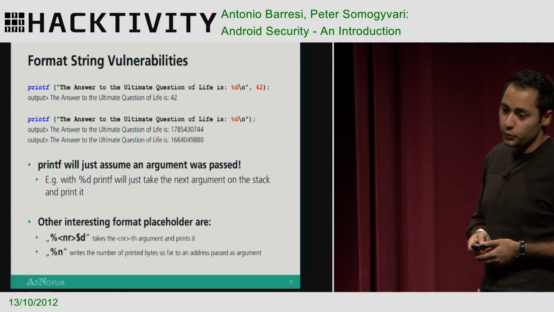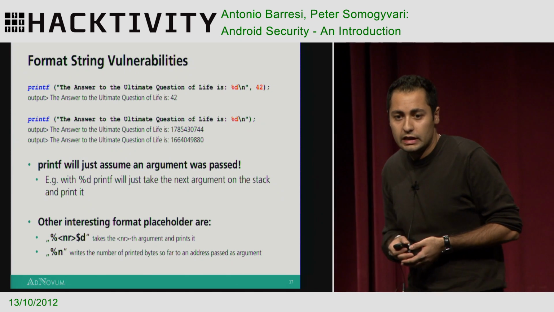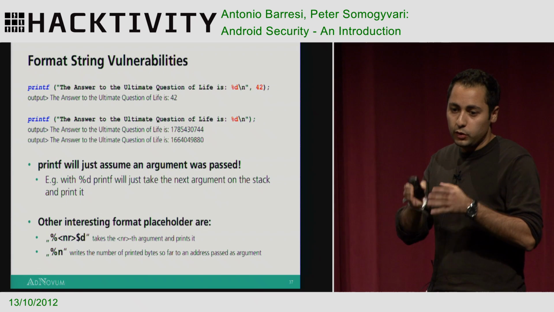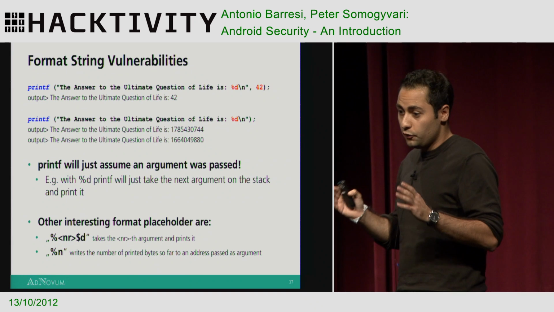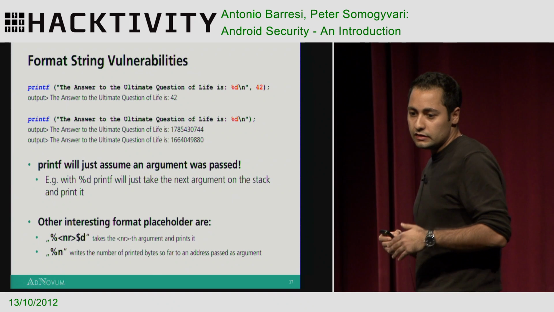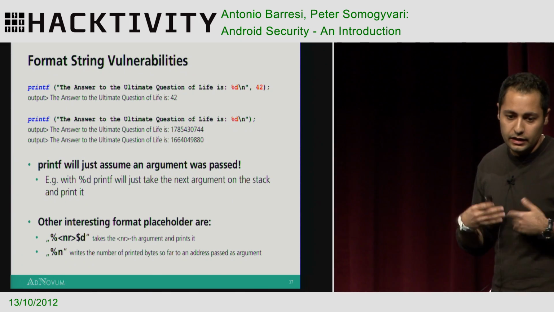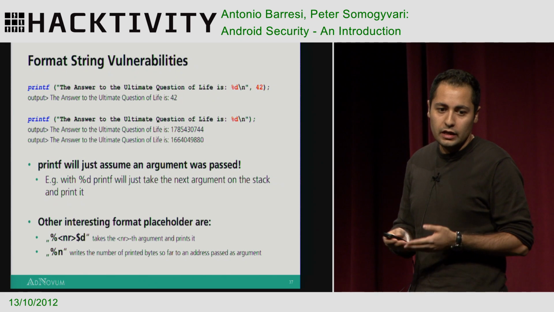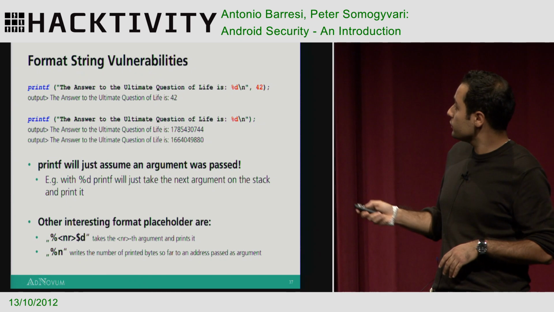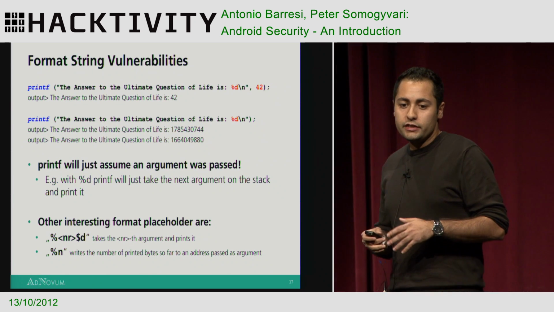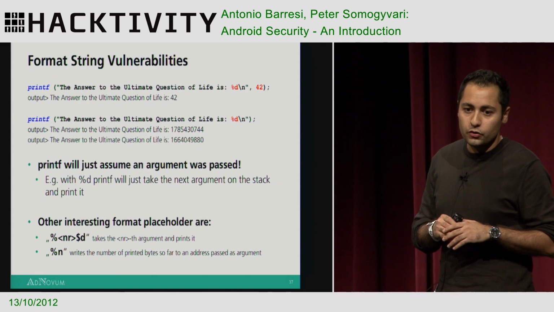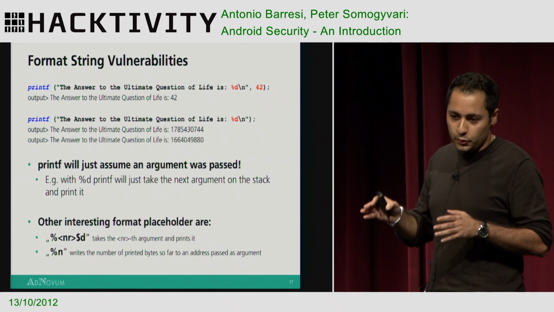If you forget to pass any arguments, printf and all the printf functions will assume that an argument was passed. It will just take the next arguments and put them into the placeholders. So if you are able to control this string, including the placeholders, you can instruct printf to take some values from the stack and print them out, or in the case of sprintf, print them into another string. And there are some other interesting format placeholders, like %n. That one works a little differently. As soon as printf sees %n, it writes the number of outputted bytes to an address that it finds on the stack.